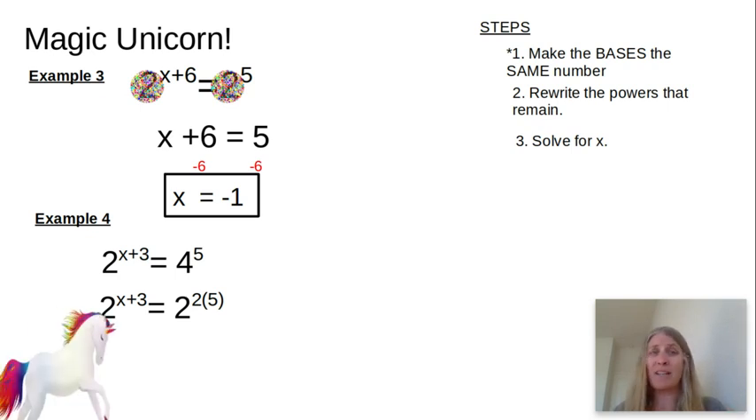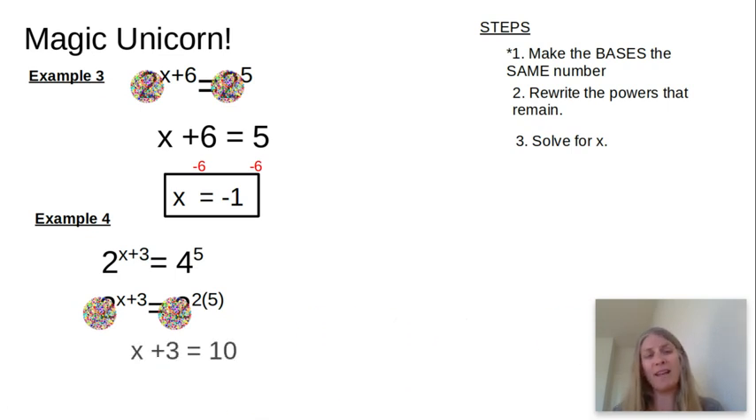So in comes my magic unicorn, gets all excited, glitter goes everywhere, we cover up those bases, and the unicorn's done its job, it goes away, and what we have left is x plus 3 is equal to 10. Subtract 3 from both sides, and x is equal to 7.